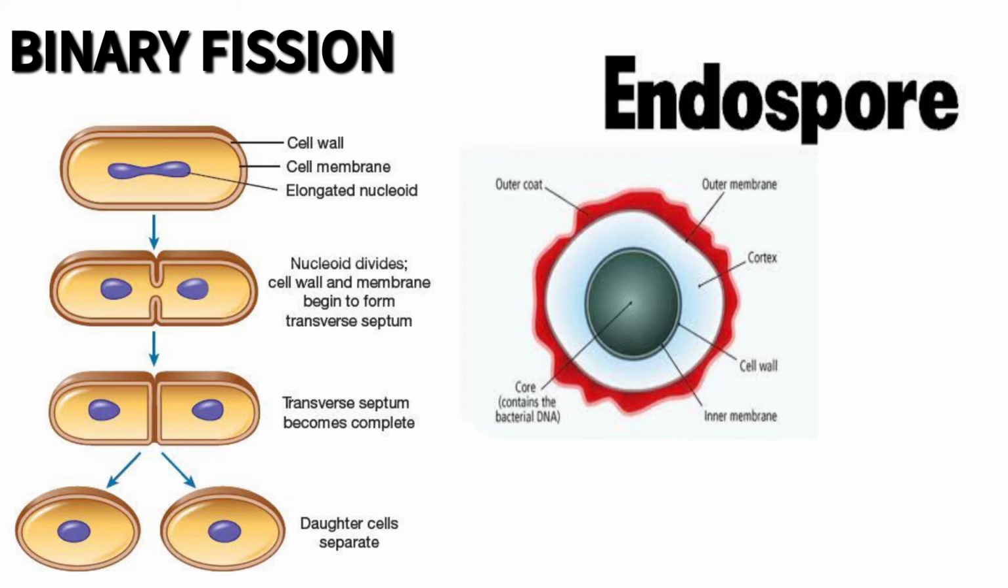That is what is called binary fission. If you see the diagram, it will be very clear. A single bacterial cell is getting divided into two. Its nucleus is getting divided into two, and then it results in two daughter cells with the same amount of nucleus. So this is what is called binary fission.